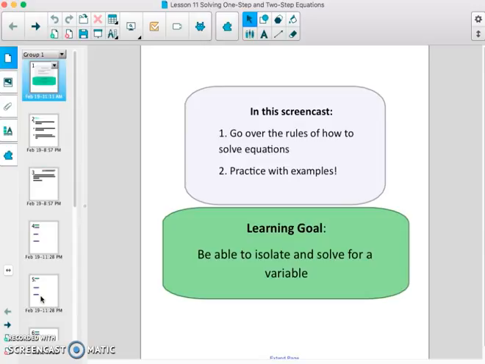Okay, so in this screencast we're going to go over the rules of how to solve equations. We're going to talk about what that means and we're going to practice, of course. So the learning goal is to be able to isolate and solve for a variable, which will make a lot more sense when we go over some definitions in a second.